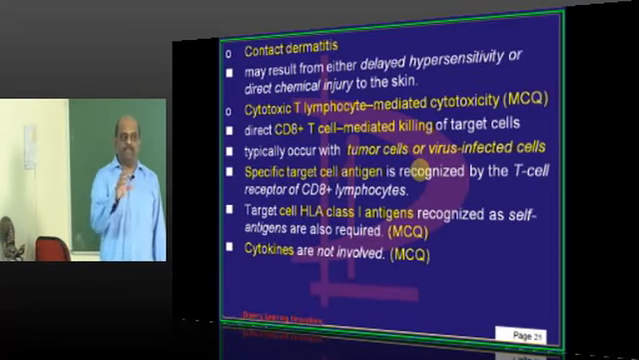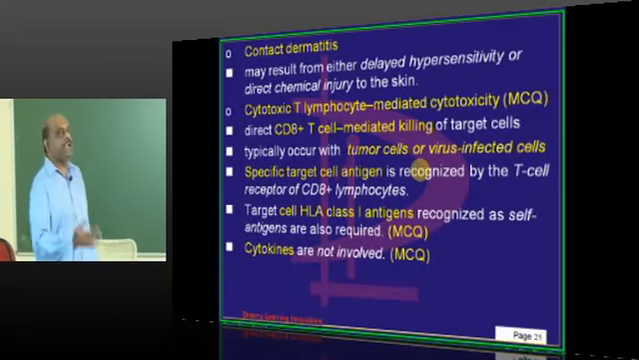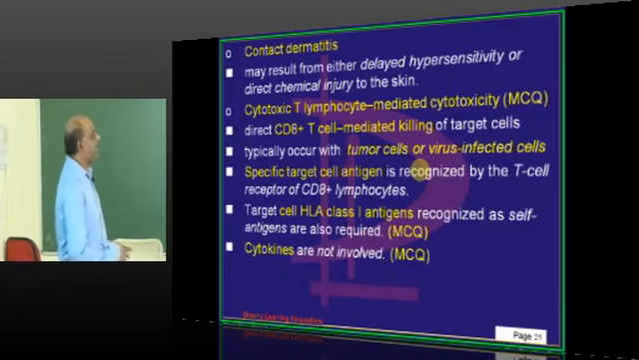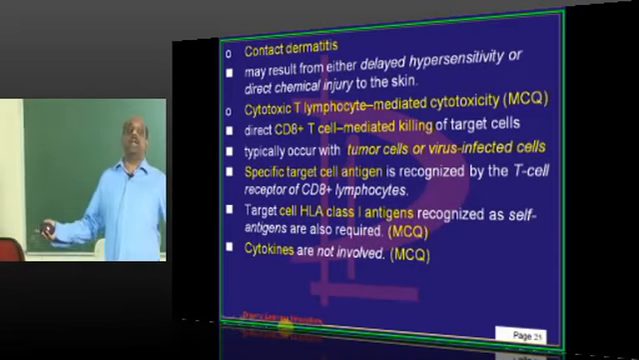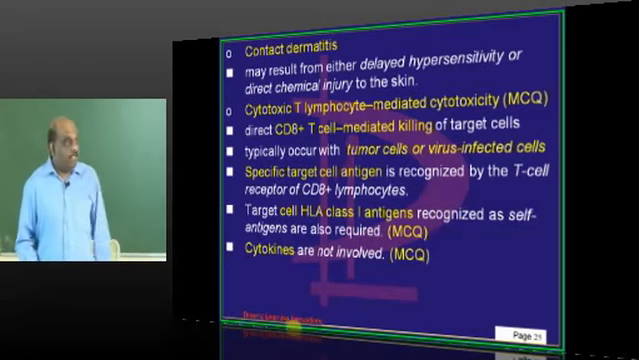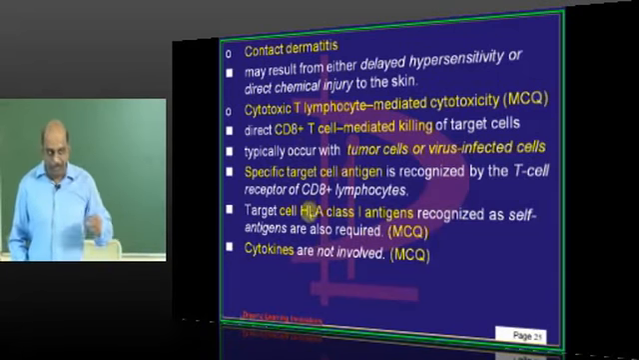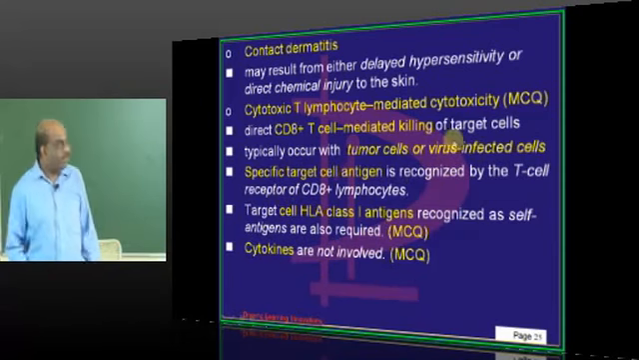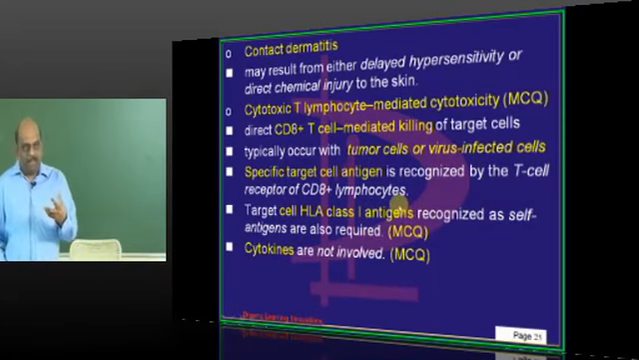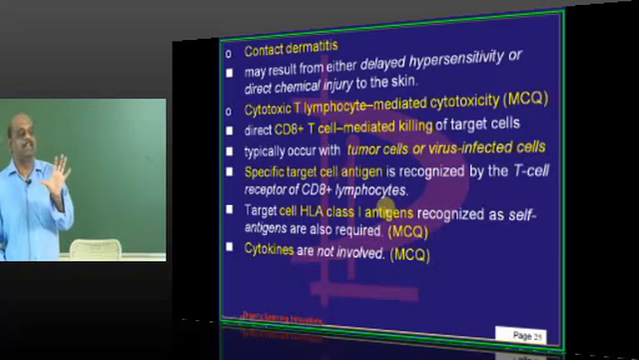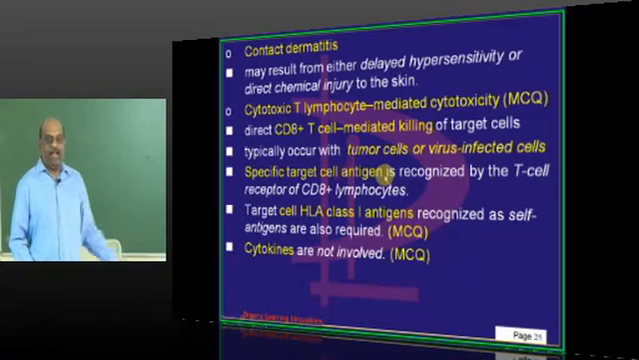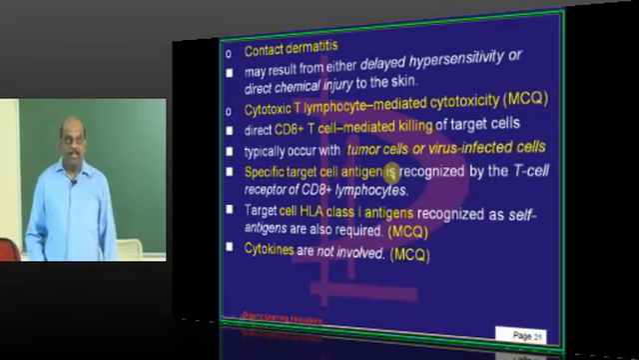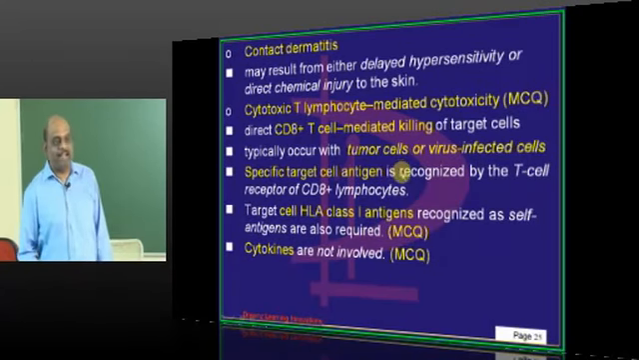Tumorous cells, virus infected cells, if our body wants to eliminate them, what will it do? It is the cytotoxic T lymphocytes which will go and attack directly and kill them. And how will the cytotoxic T cell know that this is a virus infected cell? The moment a virus infects a cell, the infected cell will express the receptors for the CD8 T cell to recognize it. Then the CD8 T cell will go and attack it.